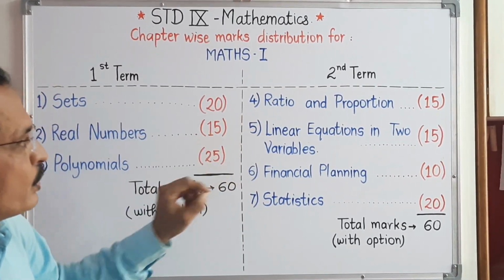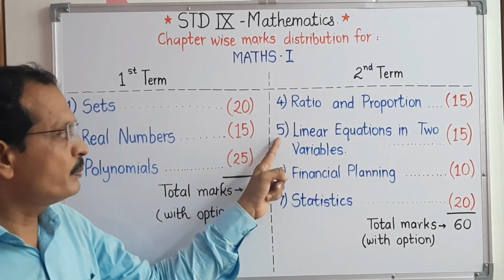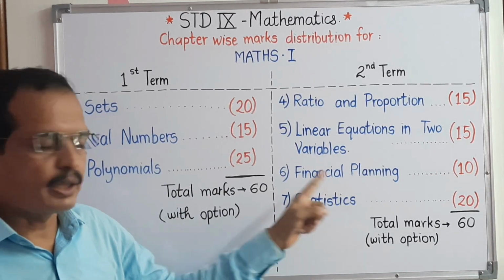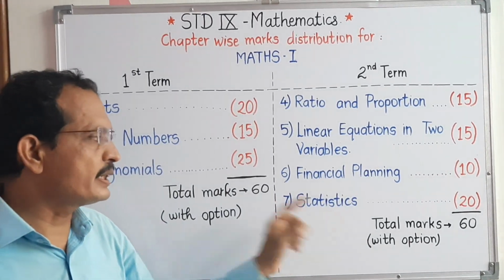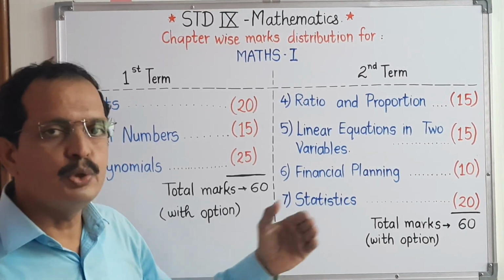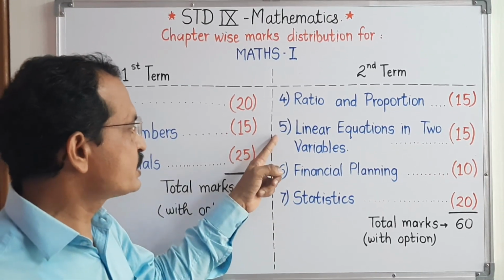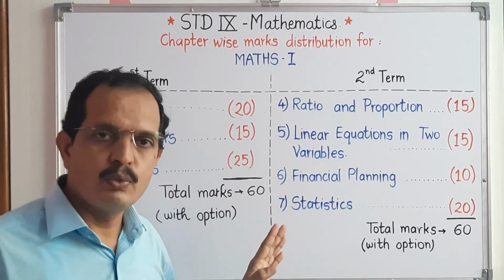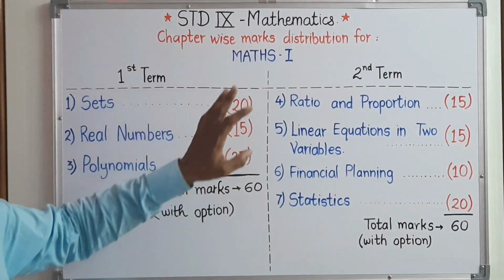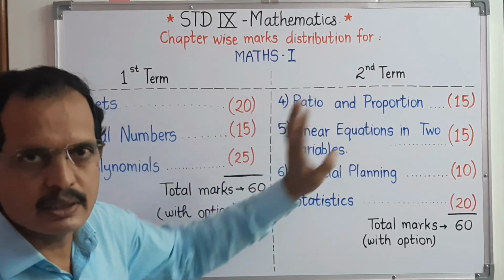Dear students, I want to tell you an important thing. Chapter number 5, Linear Equations in Two Variables, chapter 6, Financial Planning, and chapter 7, Statistics, are the basic chapters which are continued in standard 10. Therefore, you have to study these chapters thoroughly. Now, I think everyone understood the chapter-wise mark distribution of Maths 1 for the first term and second term.